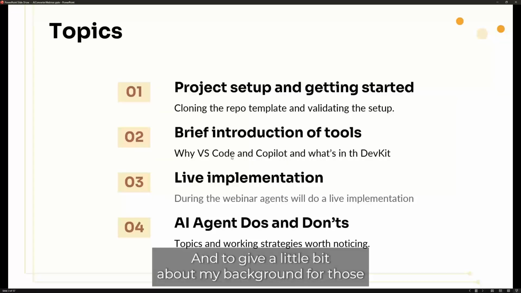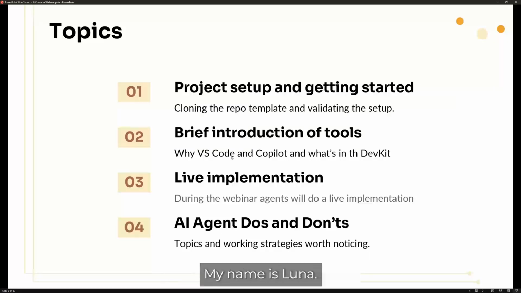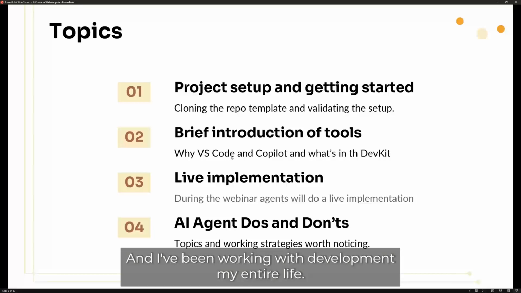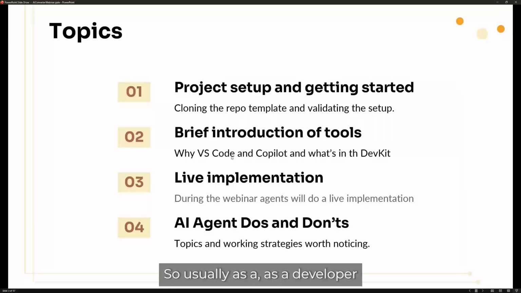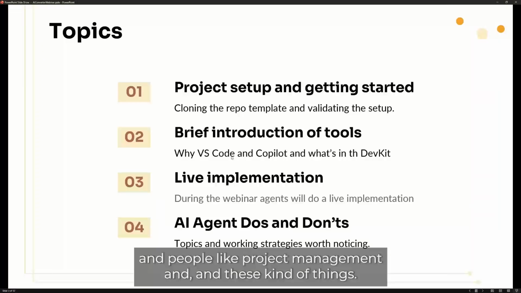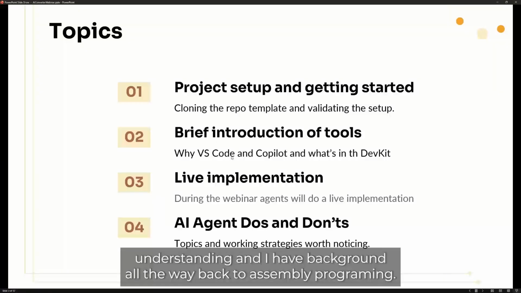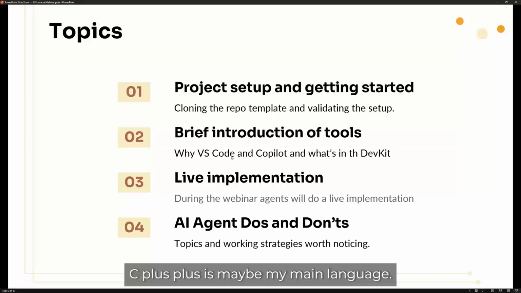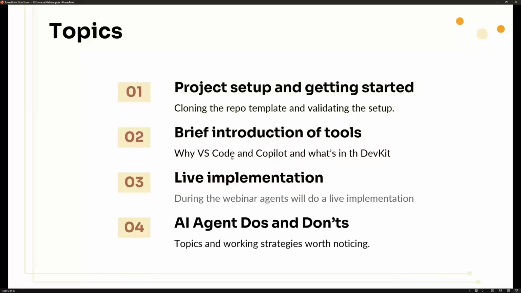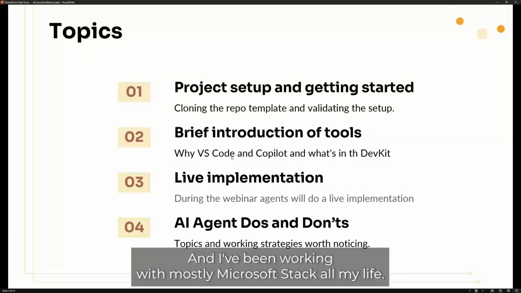To give a little bit of my background for those who haven't met me before, my name is Ola Lund Reppe. I am an integration architect at WATS, and I would say I'm a coding enthusiast and a hobbyist, and I've been working with development my entire life. Usually as a developer or somewhere in between technology and people, like project management and these kinds of things. So I have a fairly good understanding, and I have a background all the way back to assembly programming. C++ is maybe my main language, and I've been working mostly with the Microsoft stack all my life.